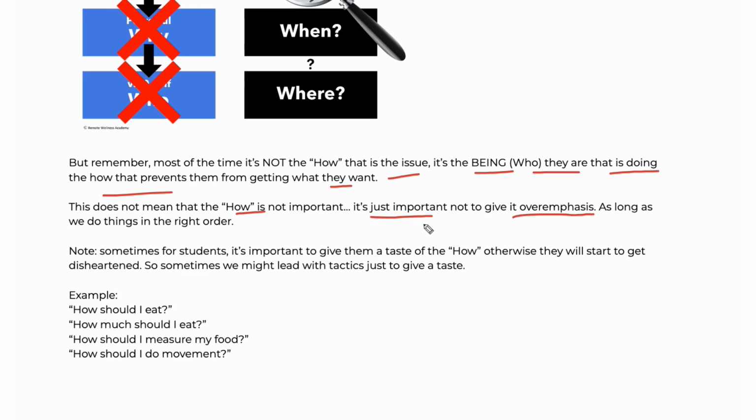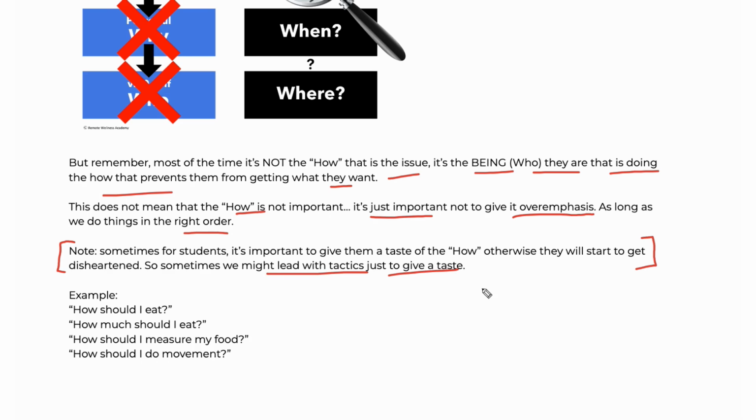As long as you are doing things in the right order and you're giving the right balance to all of these questions. Now, it is sometimes important to make sure that we do give a little bit of a taste of the how to students. Otherwise, what ends up happening is that they end up getting disheartened, right? And so this applies not only for you as an RWA student, but also when you start to design your own transformation programs for your own students.